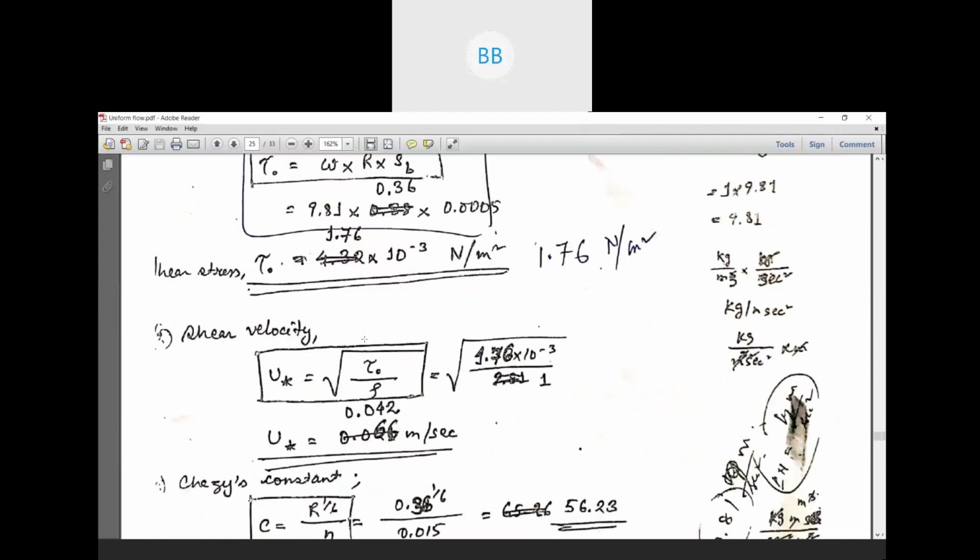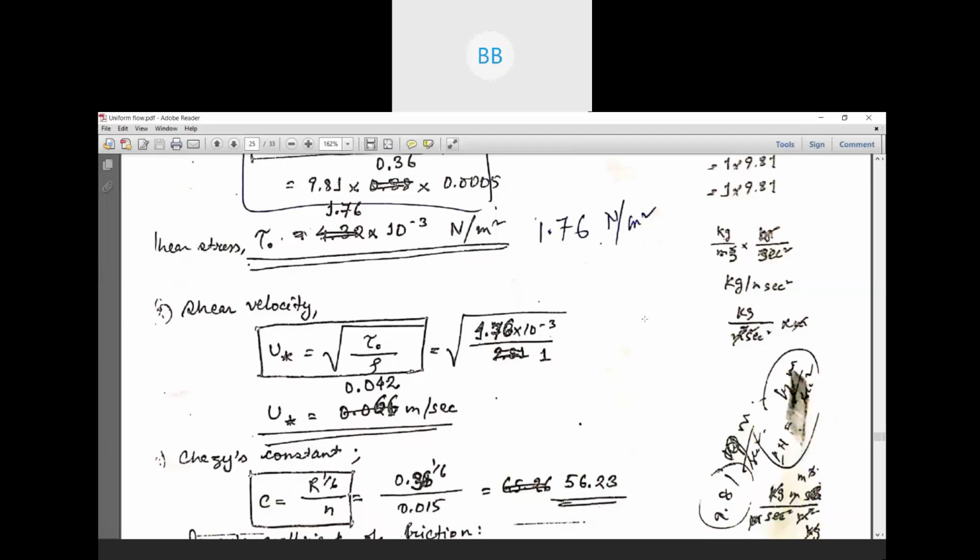Then you have to find out the shear stress, sorry, shear velocity. You can directly use this equation. Divided by 1, or you can take 1000 also. It's up to you. As it is in meter square, so we have multiplied 10 to the power minus 3. If you bring it here, it will be 1000. It's the same thing. And see how much you got.